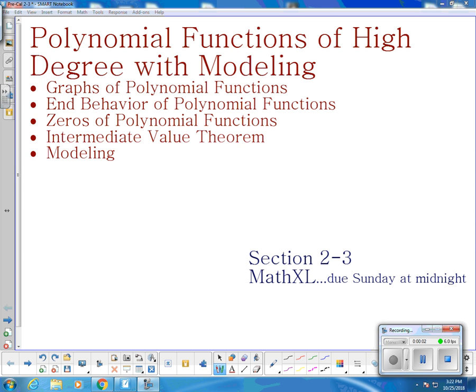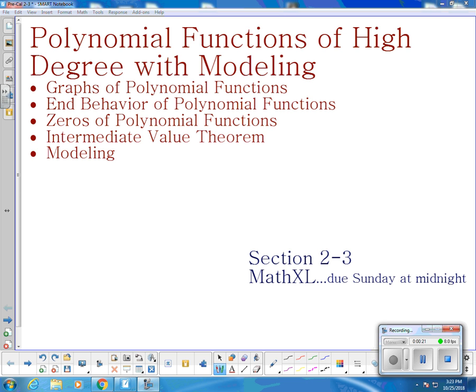Okay, today we are going to go on our pursuit of polynomials of a higher degree. So we've already talked about linear polynomials and quadratics, which are degree 2. We're going to go into cubics and quartics and higher ones, 5th degree, 6th degrees, and so on.